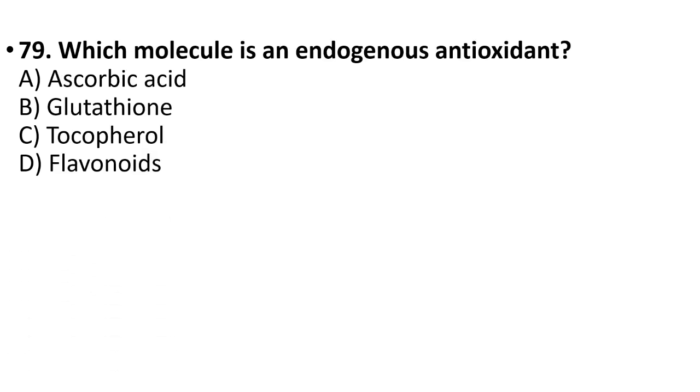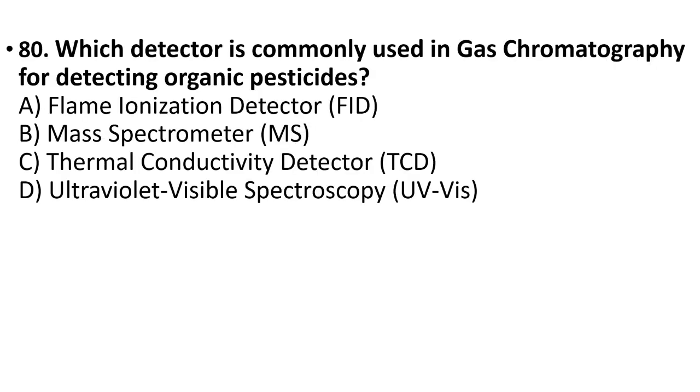79. Which molecule is an endogenous antioxidant? Ascorbic acid, glutathione, tocopherol, flavonoids. Your answer is option B, glutathione. 80. Which detector is commonly used in gas chromatography for detecting organic pesticides?